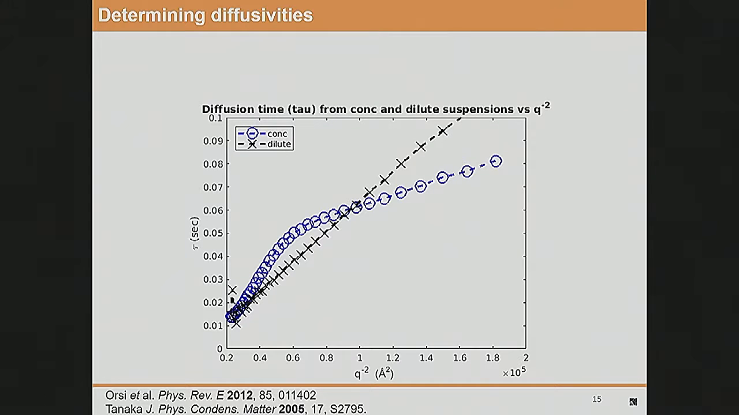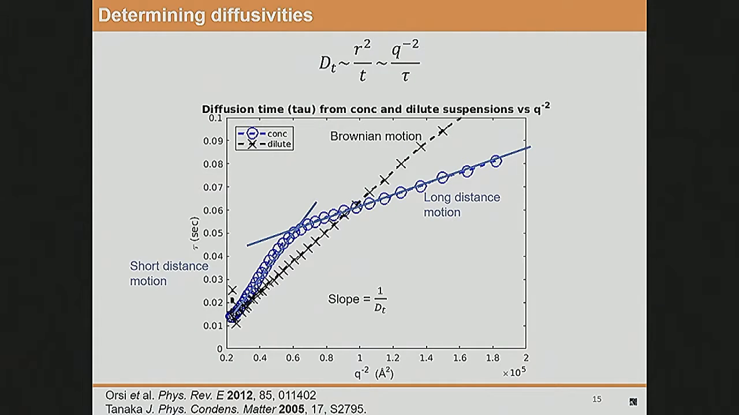So this can be plotted. This is basically tau as a function of, here I changed the axis to inverse of Q squared. So this is basically length at this point. This is the dilute solution, this is the concentrated solution. So getting back to normal diffusion, diffusion is r squared by t, r squared obviously is proportional to the wave vector inverse squared, by tau. So the slope of these curves represents 1 over diffusivity. As you can see, the dilute solution follows Brownian motion with a single diffusion constant, whereas the concentrated solution basically has 2 diffusion constants, per se. One is the short distance motion and the other is the long distance motion.